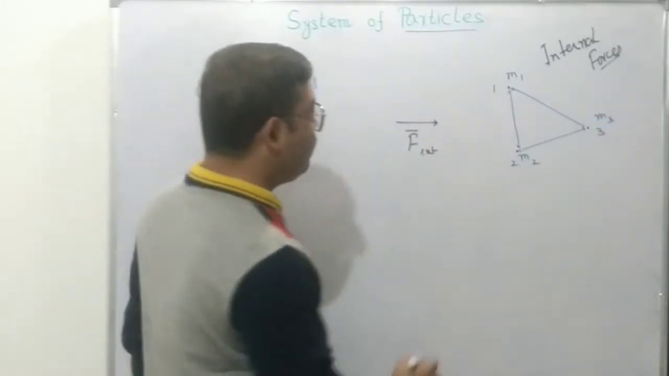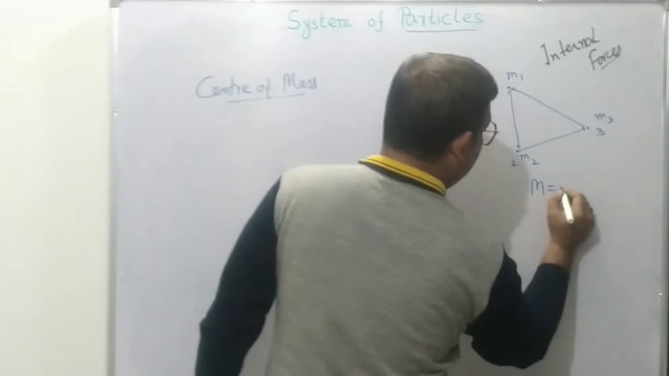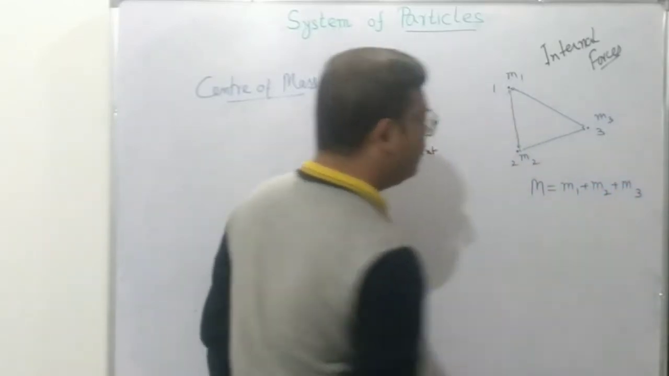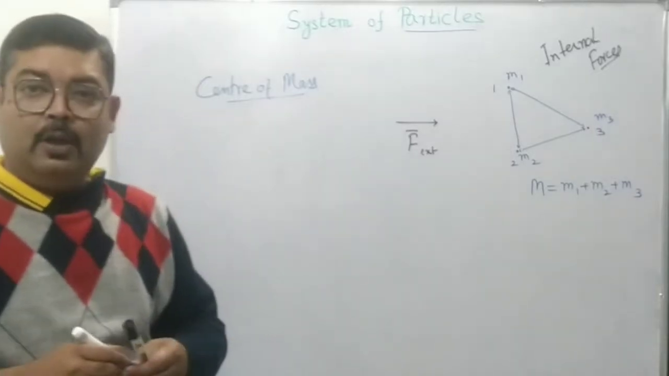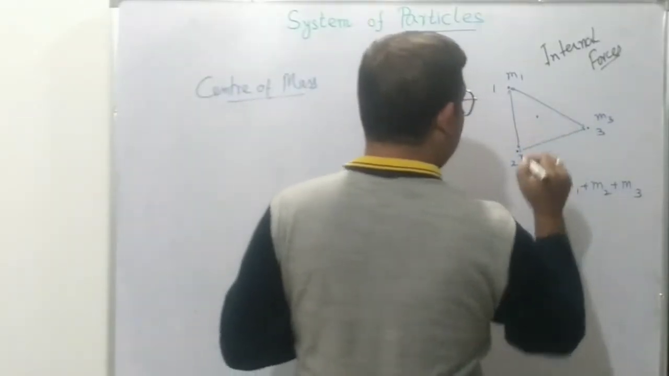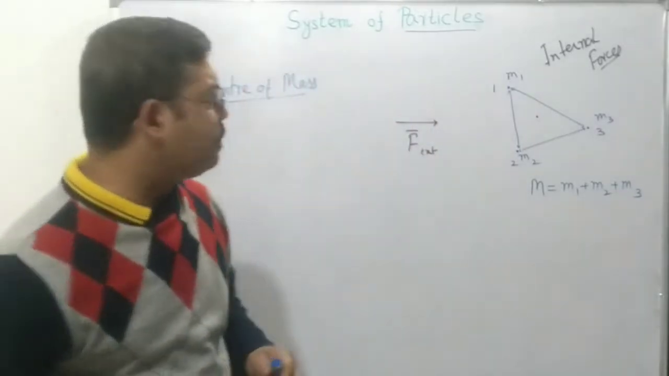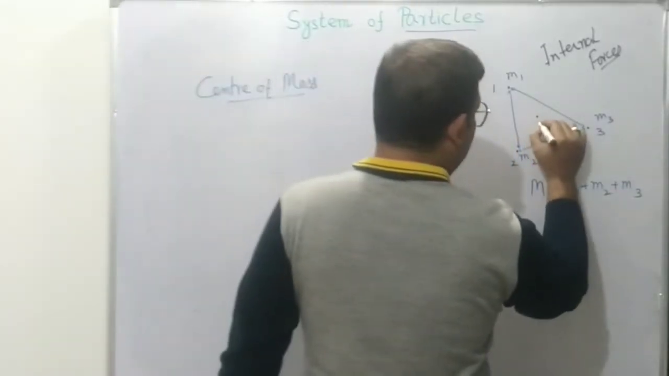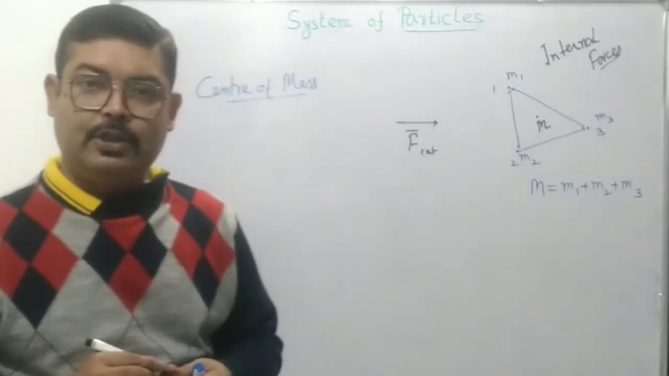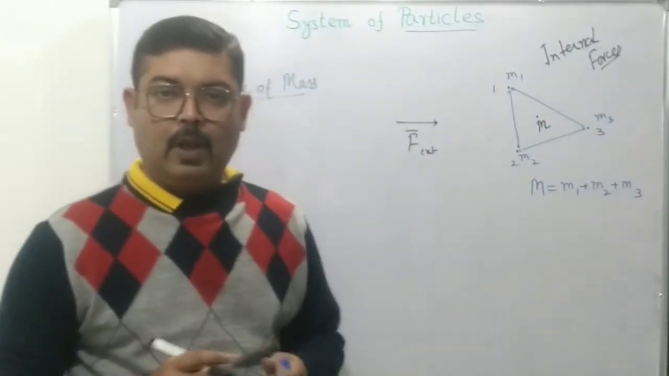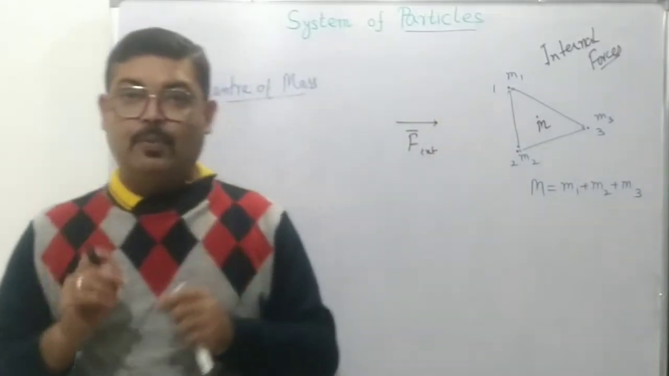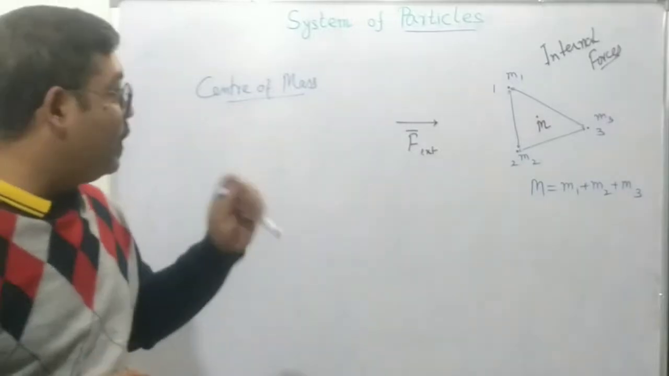So the entire mass is M equals M1 plus M2 plus M3, right? So there will be a point somewhere, we do not know where, we will have to find it mathematically, where the entire mass of the system can be supposed to be concentrated. Now how does it help?